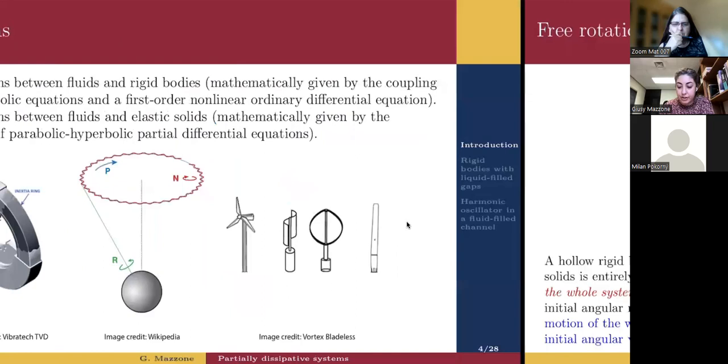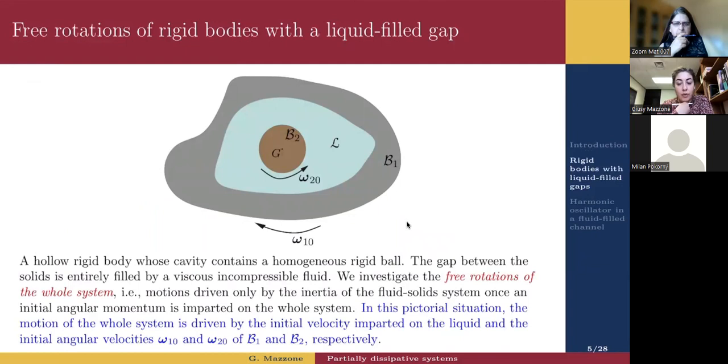So let me give you the first application. The first application is the following. Consider a rigid body, B1, this outer rigid body, and assume that it has a cavity of arbitrary shape, which is completely filled by a fluid.